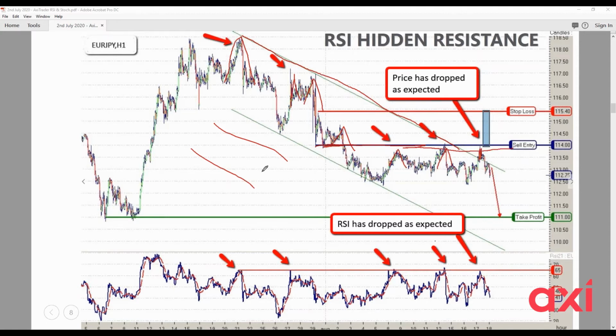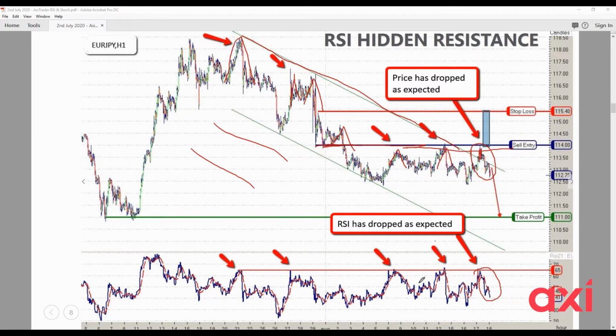So anyway, without digressing too much, what I showed you is that there's a very nice little reversal on RSI, and correspondingly, more importantly, there's a very nice reversal on price. So please take note of that. Try to look out for the hidden levels.